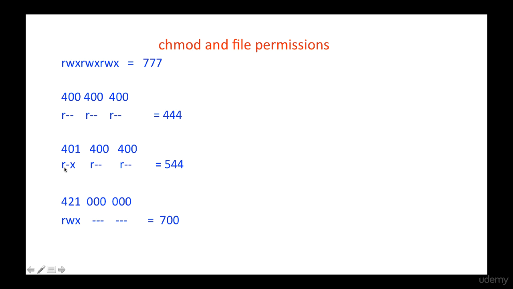Now if I give read but no write permission and execute, that is 4, and there is no write, so it is 0, and then the execute bit is 1.